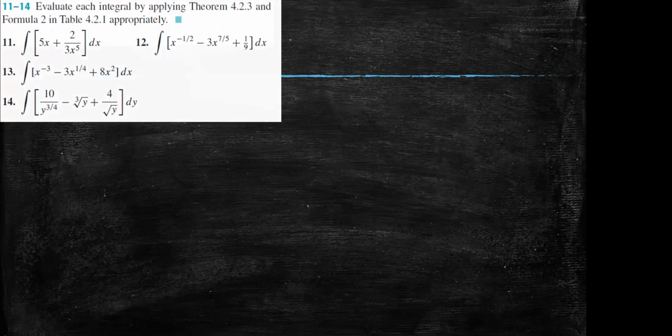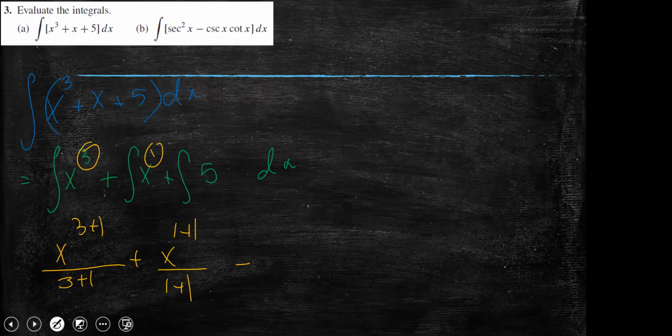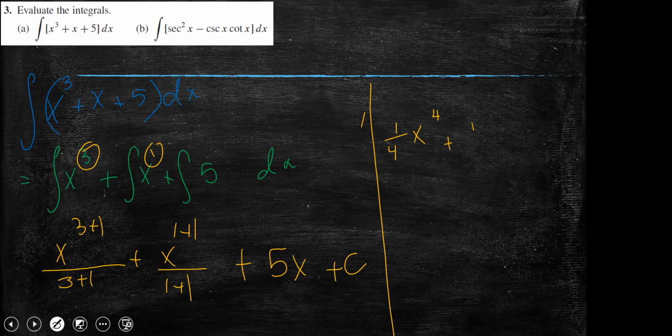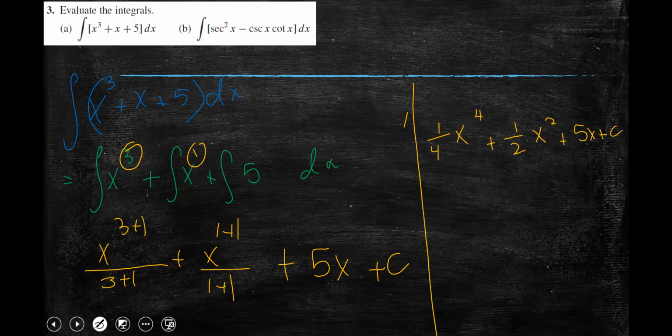And what is the integration of 5? It is 5x. 5x plus c. So the final answer will be 1 over 4 x to the power 4 plus 1 over 2 x squared plus 5x plus c. This is now the integration of part a. Let's go now to b.